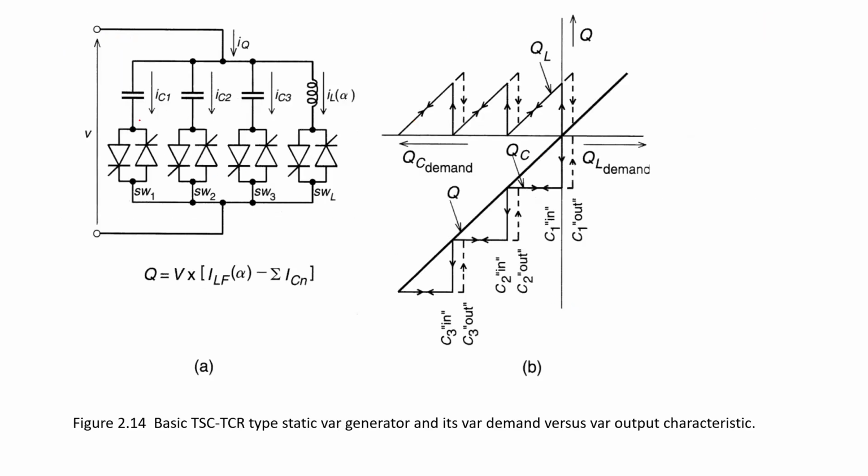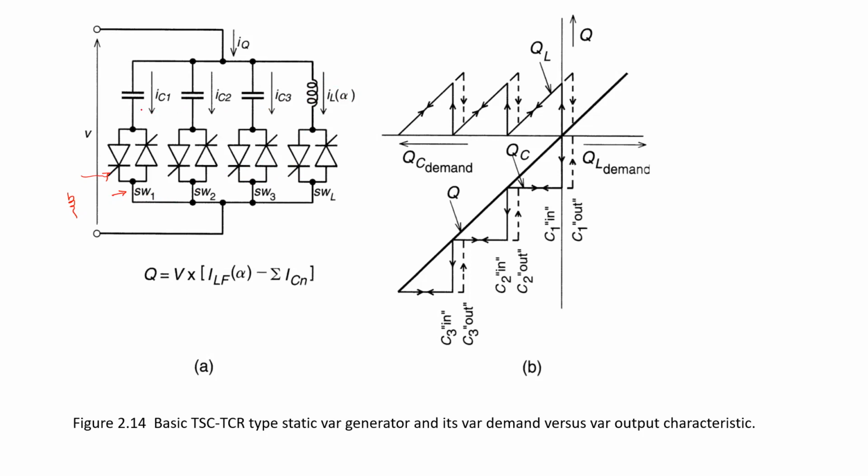Here, a number of capacitors C1, C2, C3 are connected in parallel with their individual control switches: switch 1, switch 2, switch 3 and switch 4 and so on. No doubt it is connected with some inductor for limiting the current and to avoid resonance. Now here the reactor control is smooth, whereas the capacitor control is in steps.